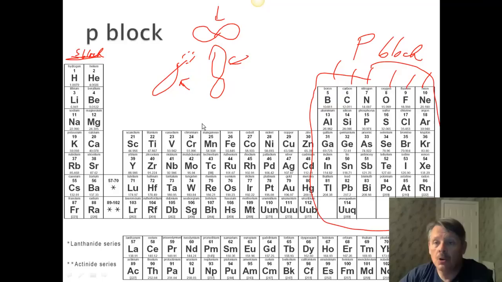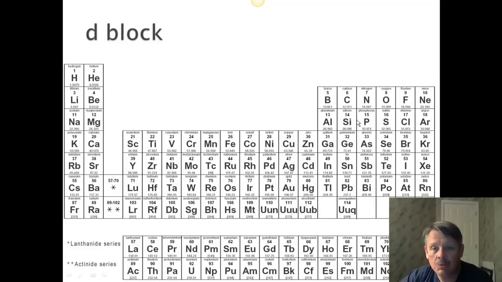Like the spherical one, and the P blocks look like dumbbells. And they will come over here. That's these electrons over here. Right? Any guesses what's coming next? Sure, it should be the D block.